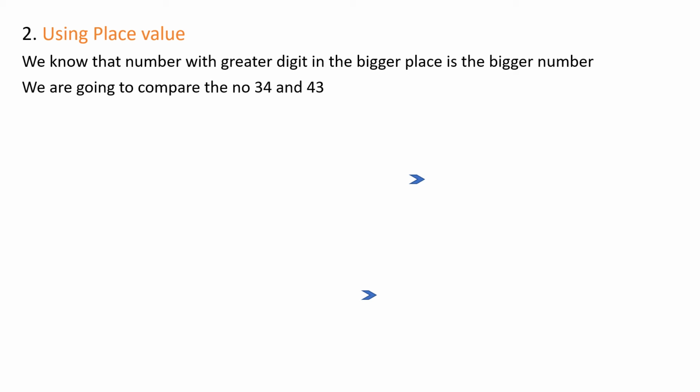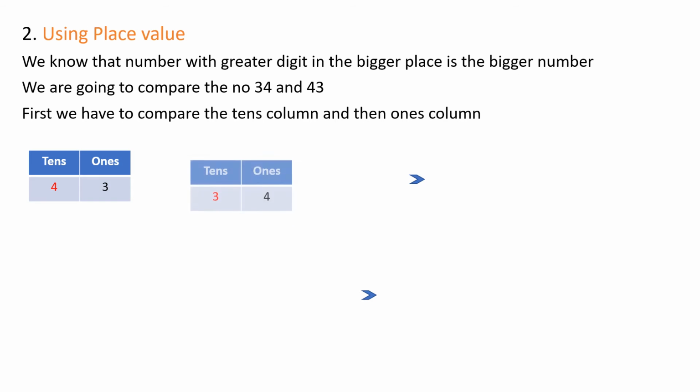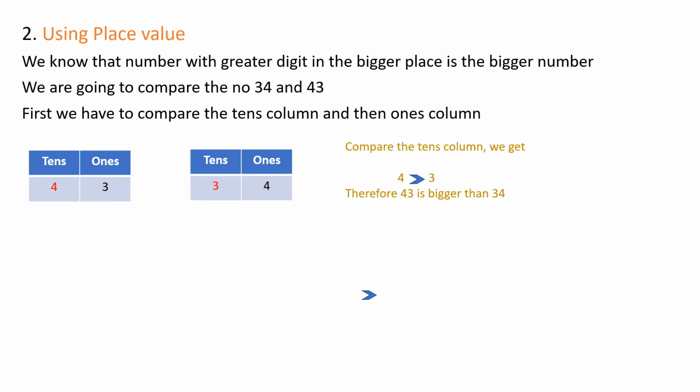Okay, so now we are going to compare two numbers, 34 and 43. For that we have to draw the place value column. When we look at the place value column of 43, we have 3 in the ones column and 4 in the tens column. Now we have to draw the place value table of 34. The 4 is in the ones column and 3 in the tens column.